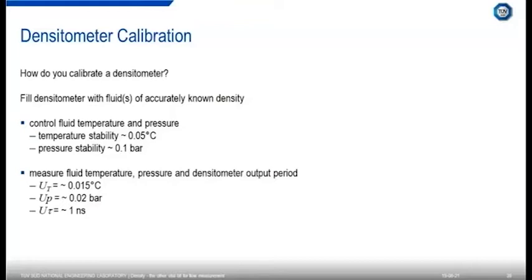Typically, you'll be looking for uncertainty in the temperature measurement of 15 millikelvin. Uncertainty in pressure measurement of about 20 millibar. Period measurement, nanosecond, is easily achievable.